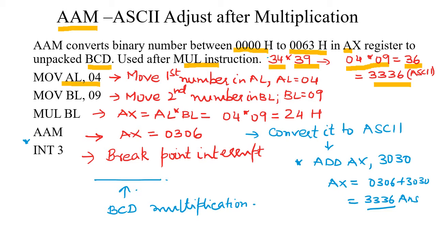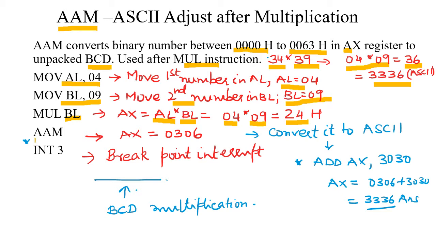04. Move the unpacked BCD form of the first number into the AL register. Second, MOV BL, 09. Move the unpacked BCD form of the second number into BL, so BL is equal to 09. MUL BL will give AX equal to AL multiplied by the content of BL, that is 04 into 09, which is equal to 24 in hexadecimal. After the MUL operation AX will be equal to 24H.